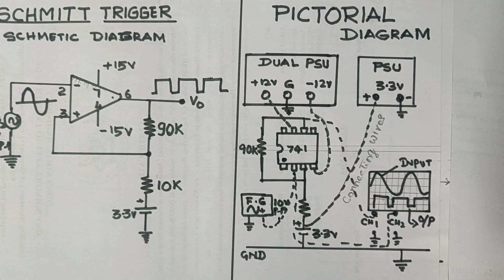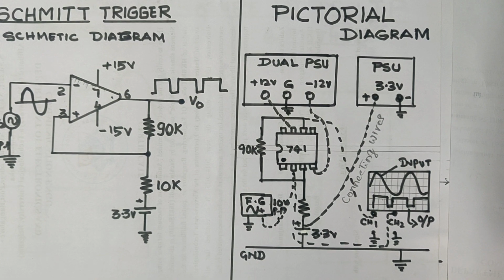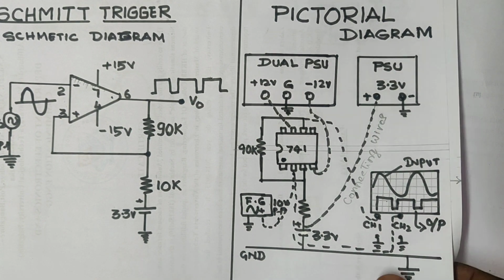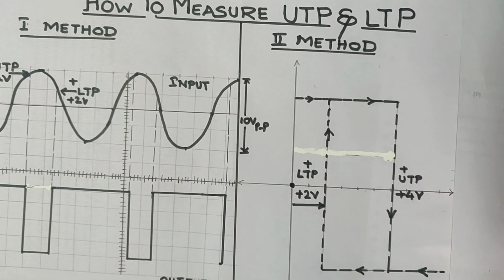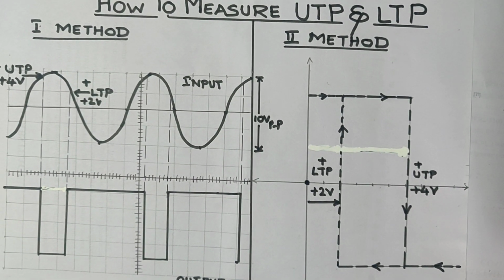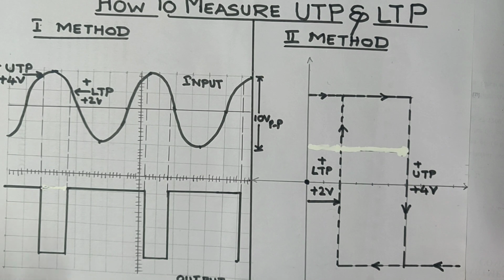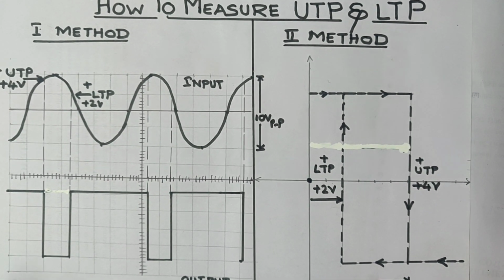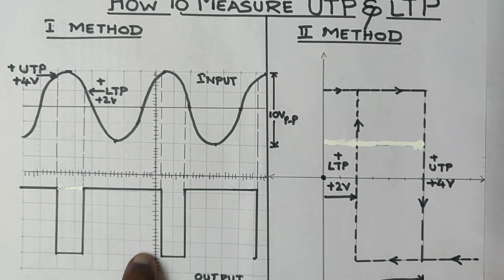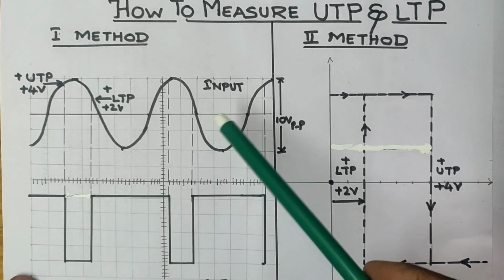After this, let us see what kind of waveforms we are going to get in the next slide. Once you connect all this, switch on the power supply and set the signal generator to 10 volts peak to peak, and expect a square waveform as an output. On the CRO it looks like this.